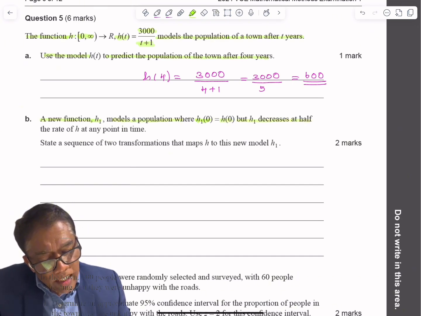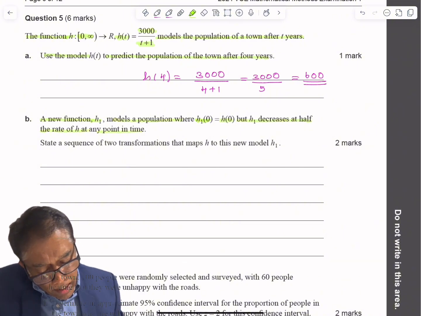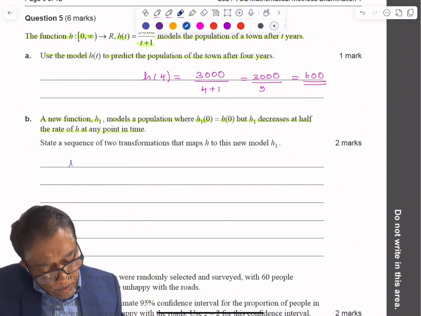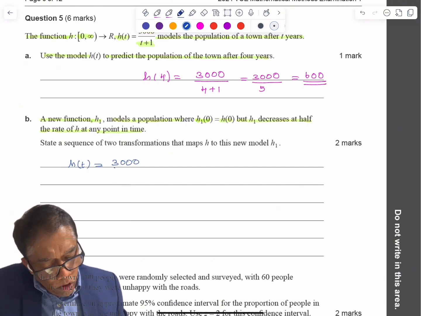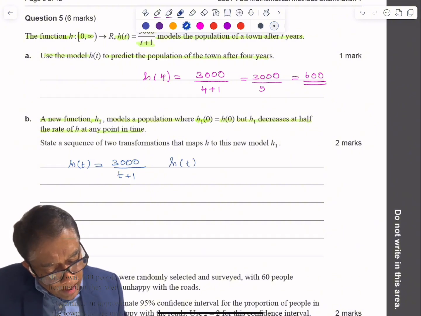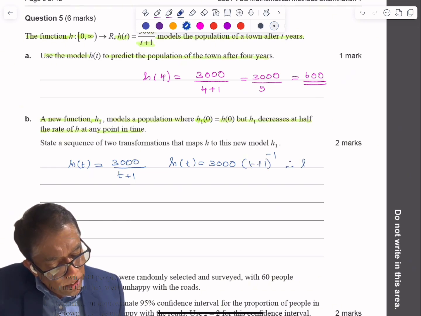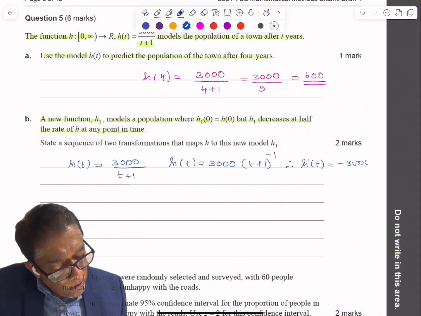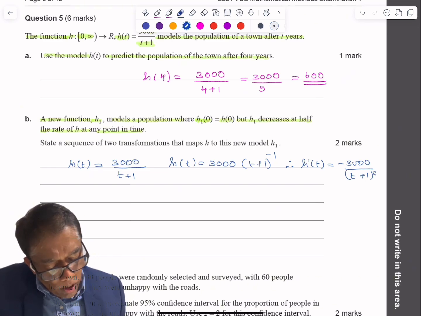We know that h of t is given by 3000 over t plus 1, or h(t) can be written as 3000 times (t plus 1) to the power of negative 1. Therefore, h dash of t is negative 3000 over (t plus 1) to the power of 2.